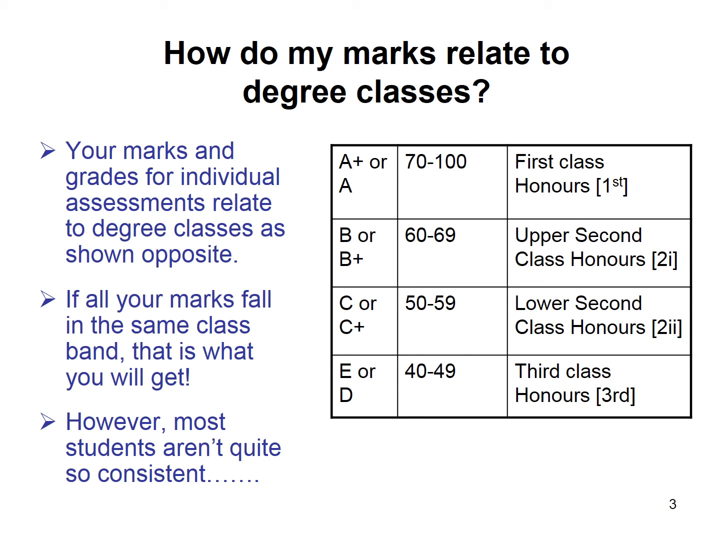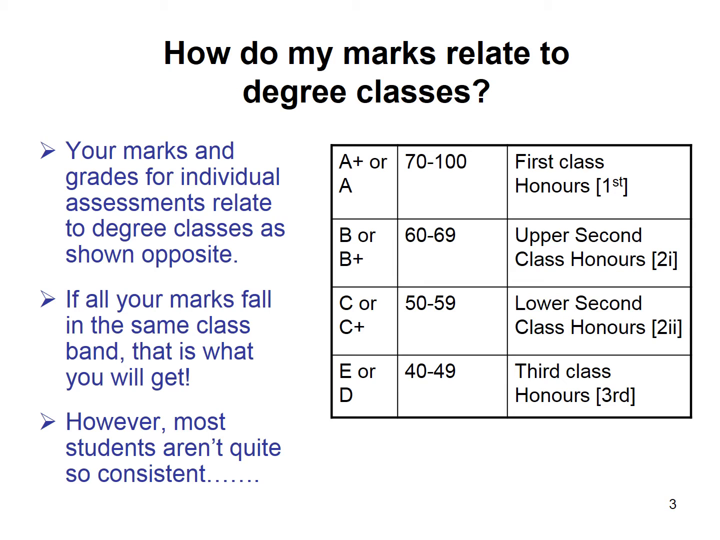If you get a C or a C+, or a mark between 50 and 59, that means you're working at lower second class honours standard. And if you get a grade E or D, or a mark of 40 to 49, this means you're working at third class honours standard.